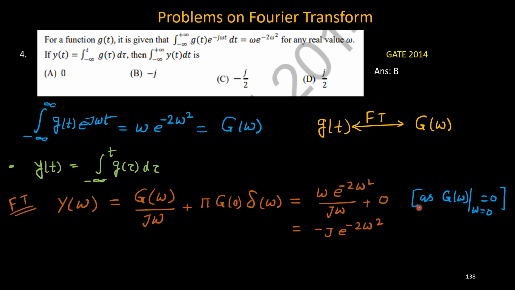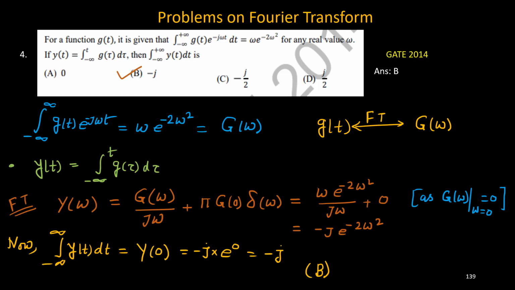Now G(omega) is already given. So at omega equal to 0, its value will be 0. 0 into something is 0. So G(0) is 0. Thus this part will vanish, and in this part, replace this thing by omega times these things. So this omega cancels out. It is minus j e to the power minus 2 omega squared. So we have got Y(omega).